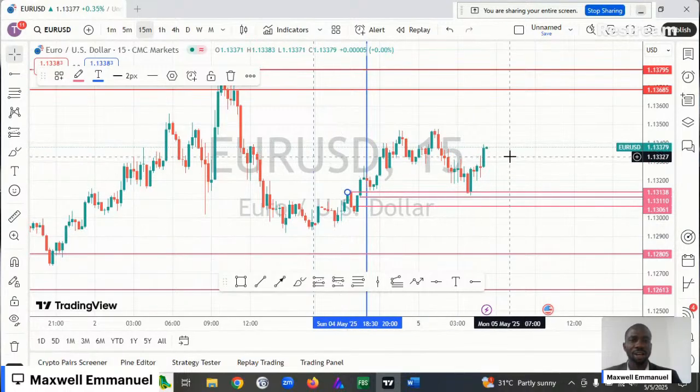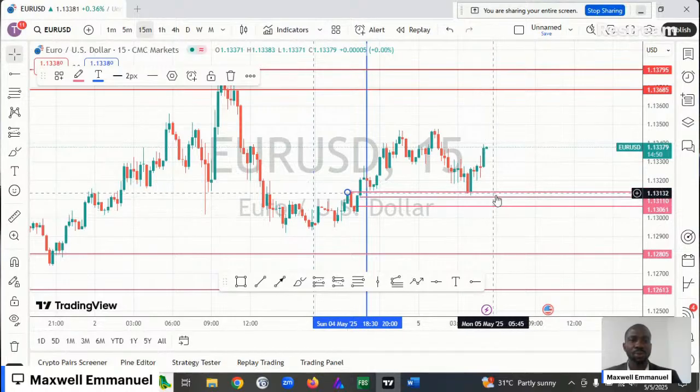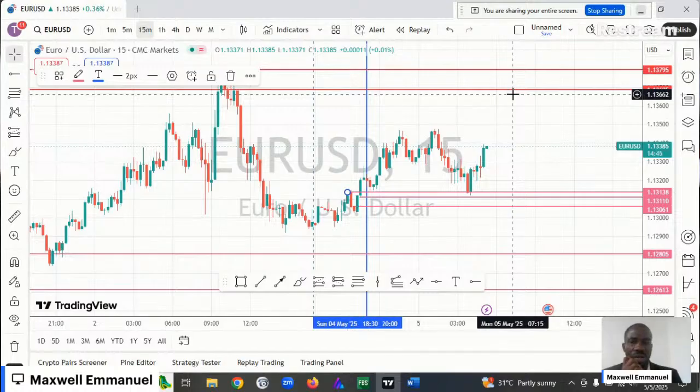Now, if I take the trade now, the risk will be high. So I would rather wait for price to pull back to this fair value gap and fill this gap before going bullish on Euro USD. I hope you guys can hear me.